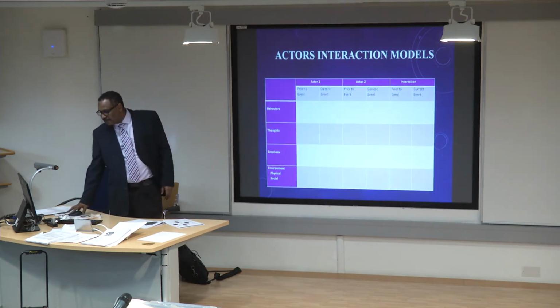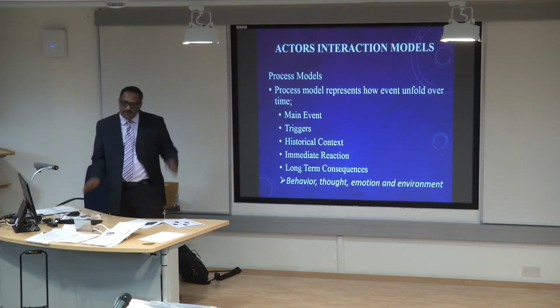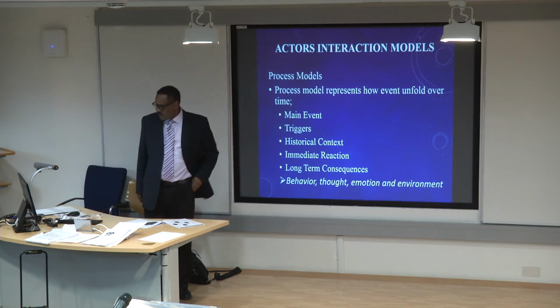Or mental map. So this is what we showed you before: behavior prior to the event, the current event, and prior to the event. This is actor 1, actor 2, actor 3, and so forth. An interaction prior to the event, so their behavior, their style, their emotion, their environment, physical and social. It could be a physical environment, it could be a social one.